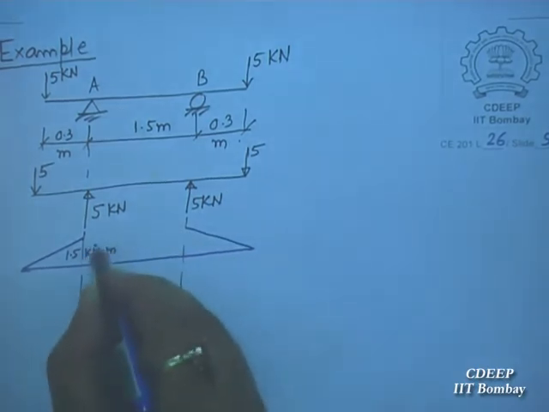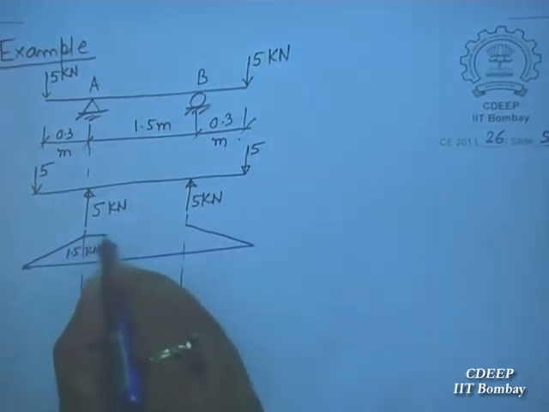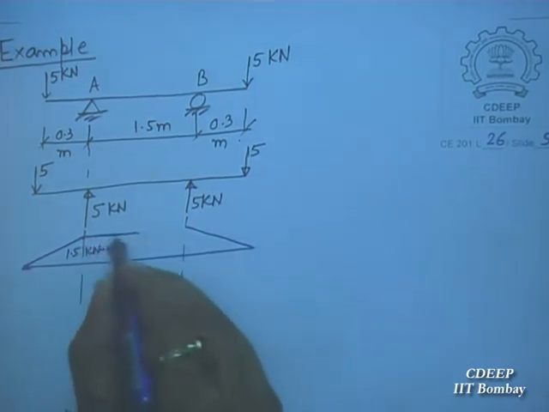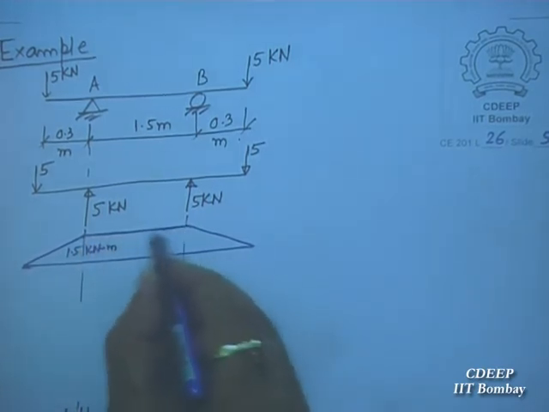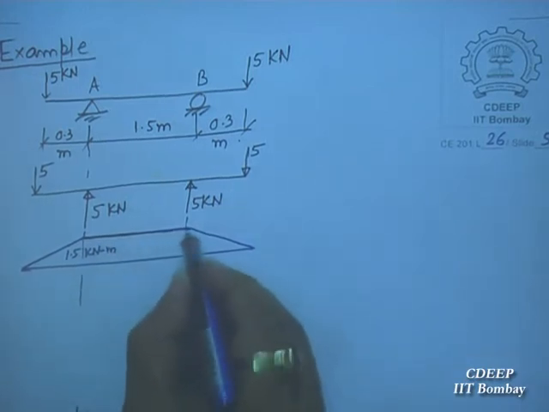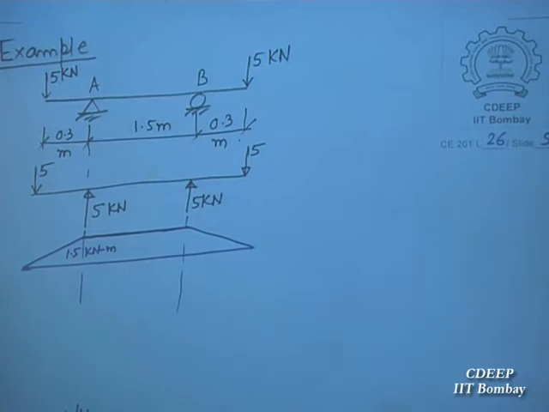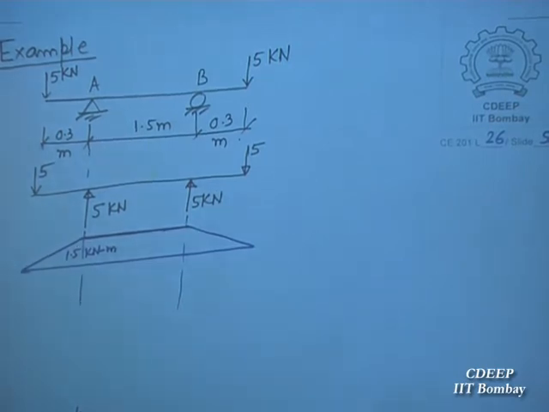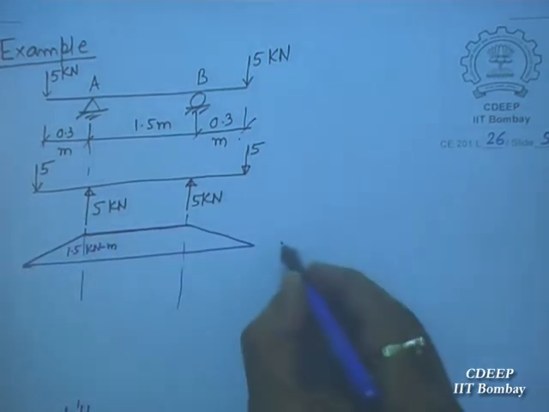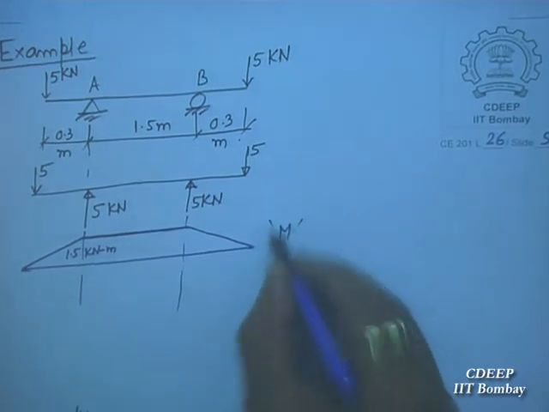And then in the center it will remain constant. You can check, you can take any section and check. So this value will be 1.5 kilonewton meter in the center, and it is changing from 0 to this. This is the bending moment diagram. This is the bending moment.